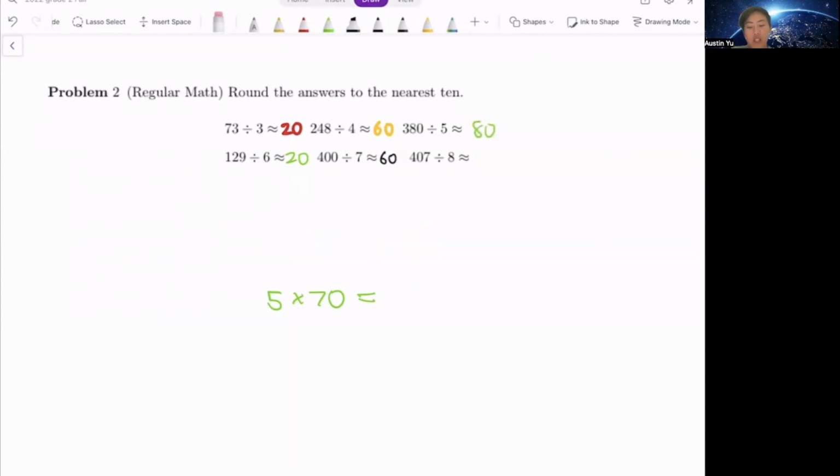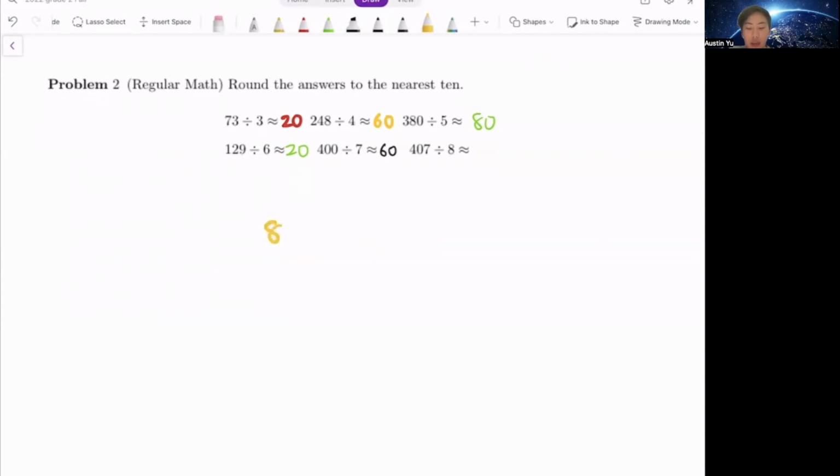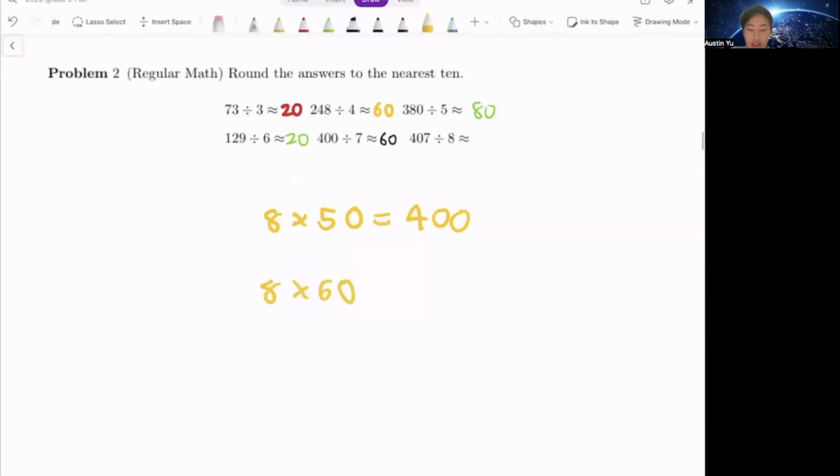And then finally, the last one, 407 divided by 8. Well, 407 is very close to 400. So 8 times 50 equals 400. And we need something that's more than 407. So we increase a 10. 8 times 60 equals 480. And this just gives us 50 because 407 is so close to 400. Therefore, this gives us 50.